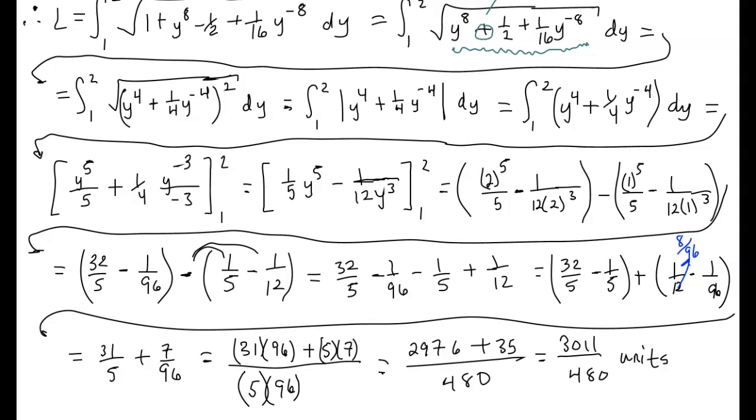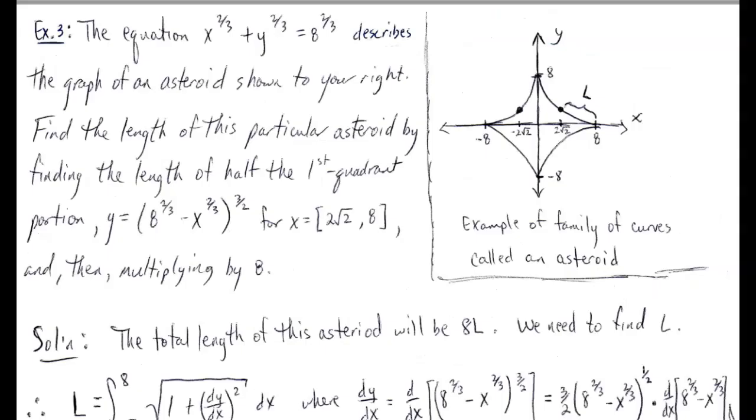All right, so let's look at our third example. For our third example, we have this equation, x raised to the 2/3 plus y raised to the 2/3 equals 8 raised to the 2/3. And this describes a graph of what we call an asteroid. I've done my rendition of what that actually looks like. I know it's not the best looking thing, but hopefully you get the idea.